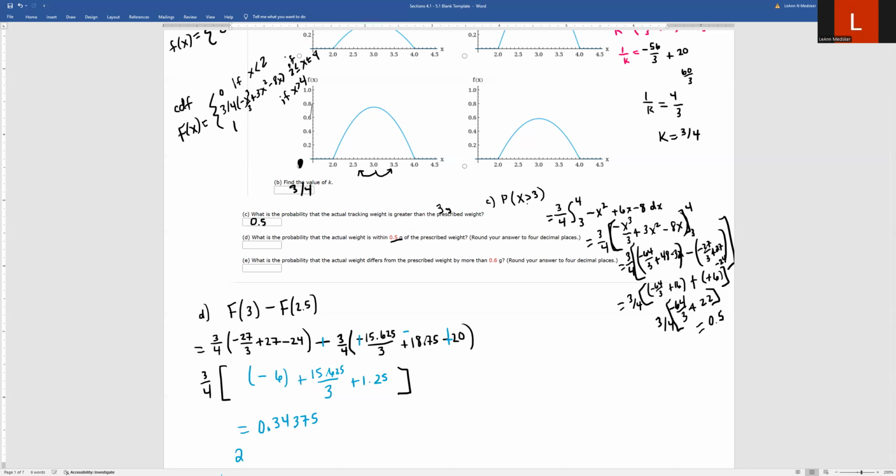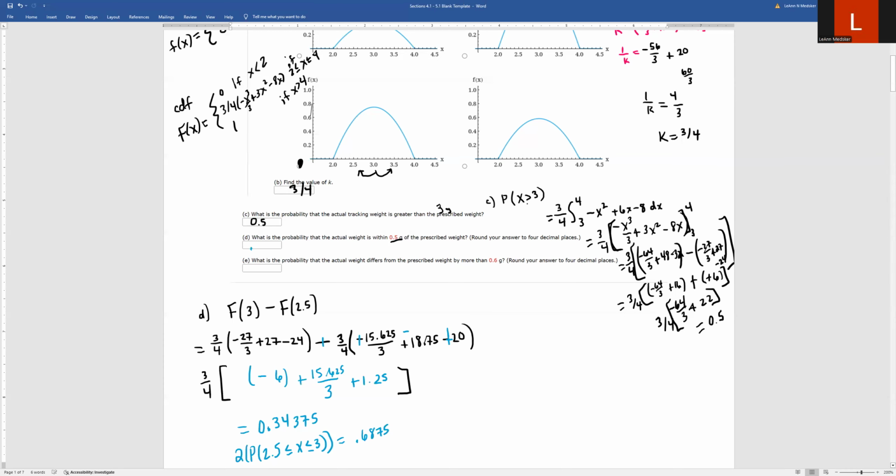So if we double that, so this was the probability that we were between 2.5 all the way up to 3. If we double that, we'll have the area from 2.5 to 3.5 since the symmetry exists. So if you double this, you're going to get the final answer, which is 0.6875.